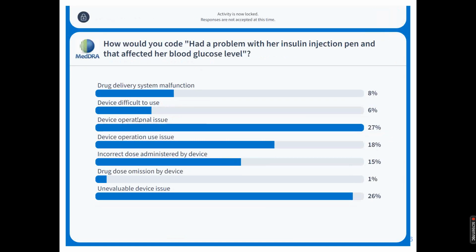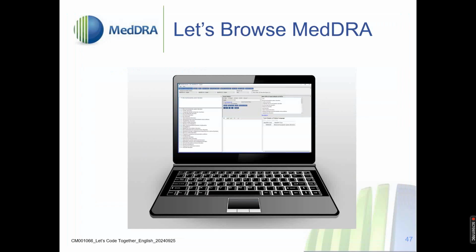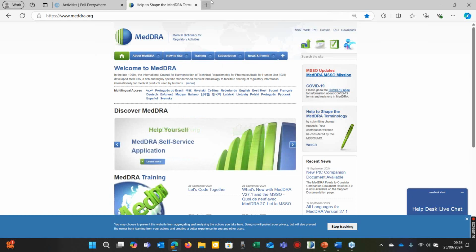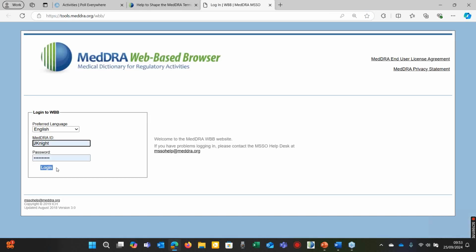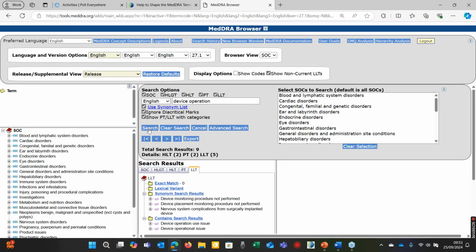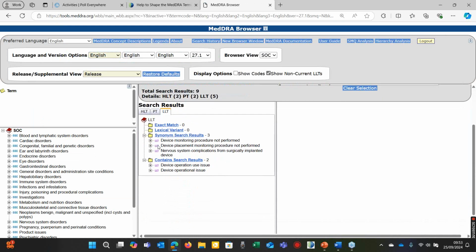So let's see where we go. That's the final voting. Those two are the winners there, device operational issue and unevaluable device issue. That's what you think. So let's go to the browser and have a look. I always leave it here in case you need me to show you how to do it. There we go. So let's have a look at those device operation terms. I'll home in straight on those to see the difference between them. So we've got a device operational use issue and a device operational issue. Any others? No, these two would be too specific.